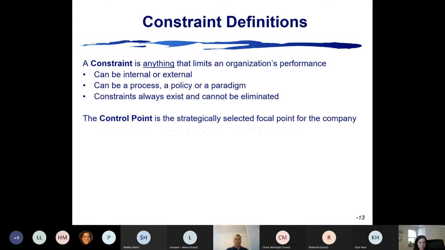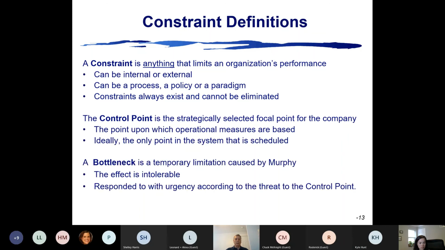I'm going to go through this a little quickly. Three definitions. A constraint is anything that limits an organization's performance relative to its goal. The constraint is the weakest link of the chain. The control point is the strategically selected point that you choose to manage around, that you choose to schedule. In your industry, that's install, because that's where your cash register rings.